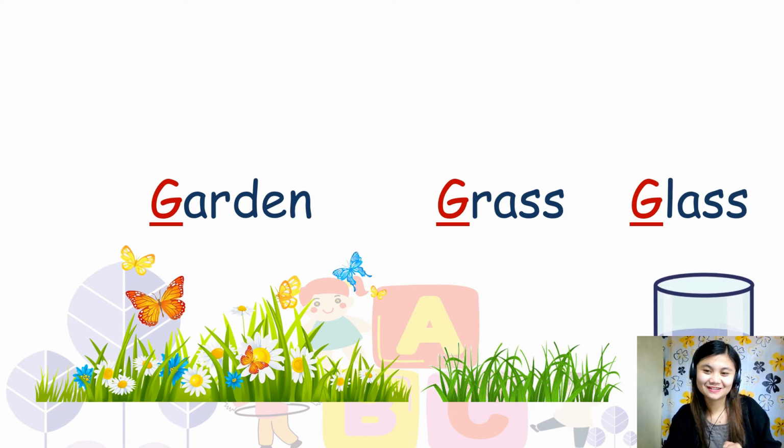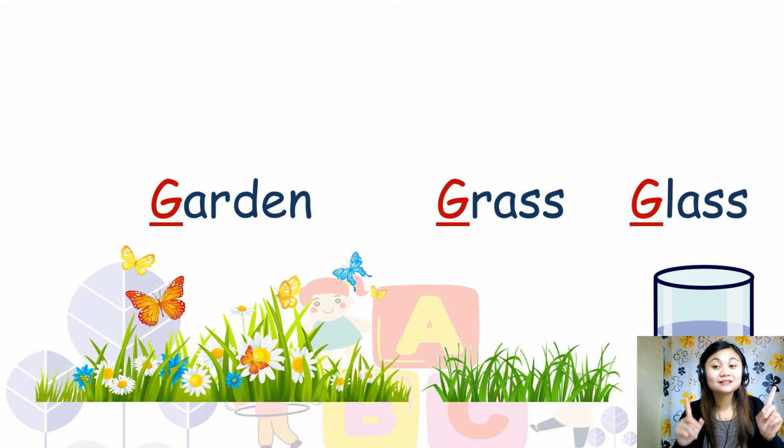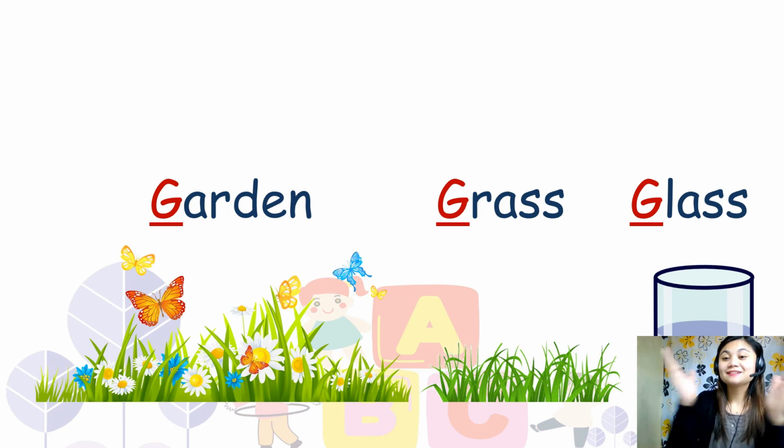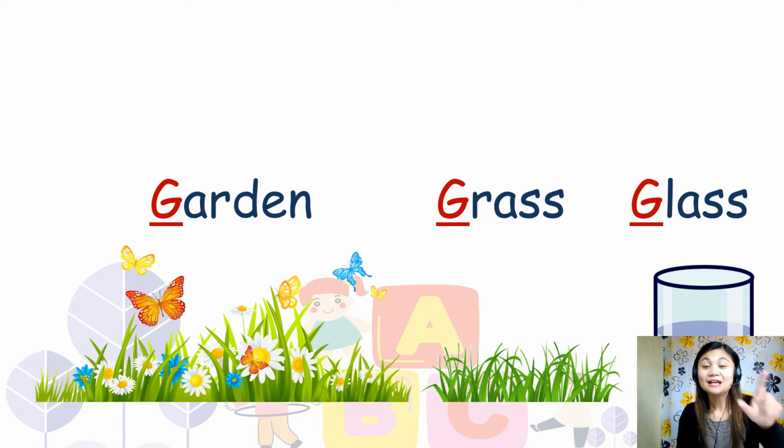Grass. Oh, and the next one is glass. Very good. Let's say it. G, G, glass. Yes, that's right. Now let's read the three words. Garden. Very good. Grass. That's right. Glass. Very good.